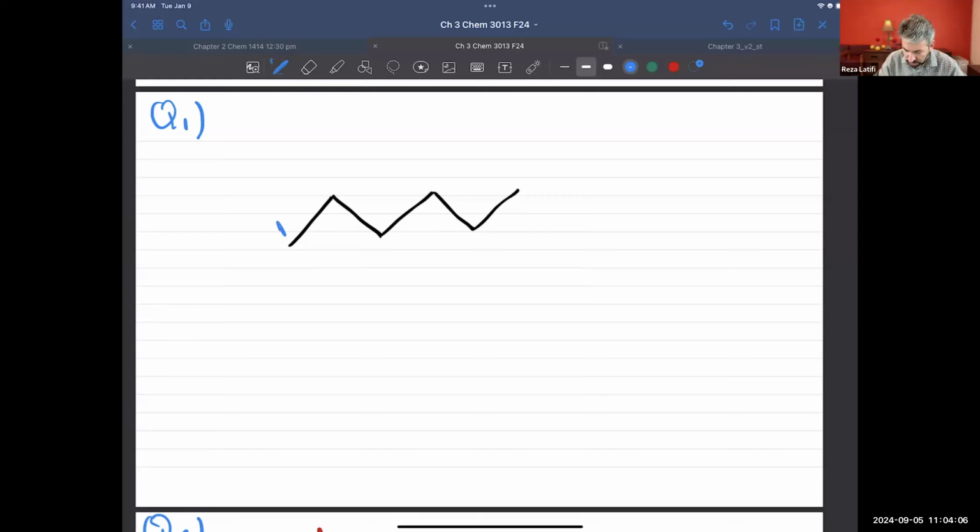Let's label them 1, 2, 3, 4, 5, 6. So I have 6 carbons. I go with hex, which represents 6 carbons. And then I want to say that all the carbons are attached to each other through a single bond, and I go with an. So an represents a single carbon-carbon bond. Okay, single bond.